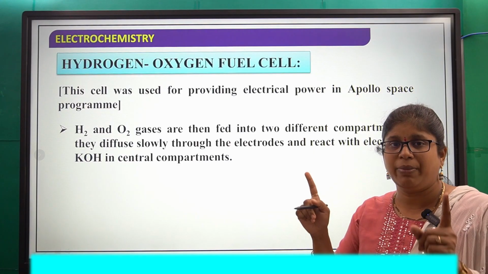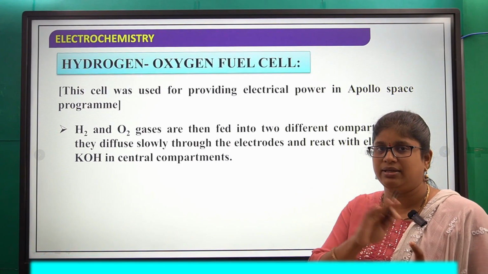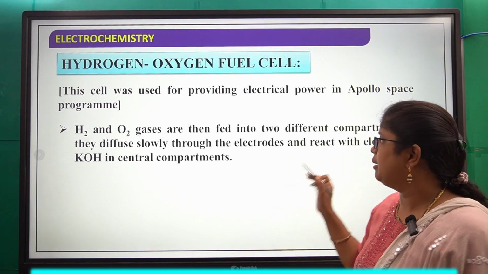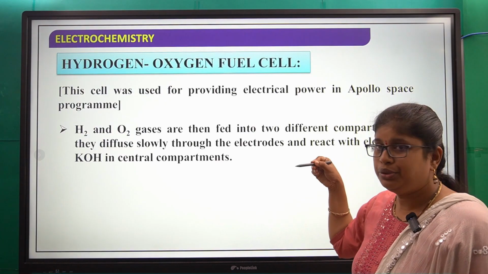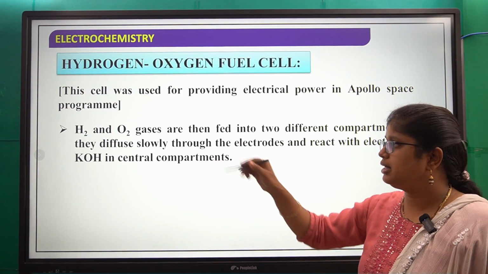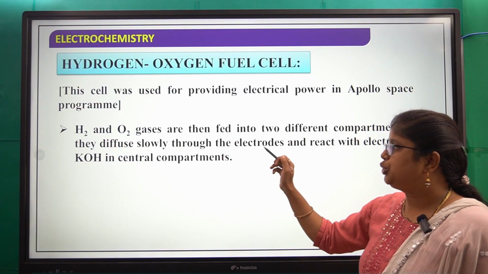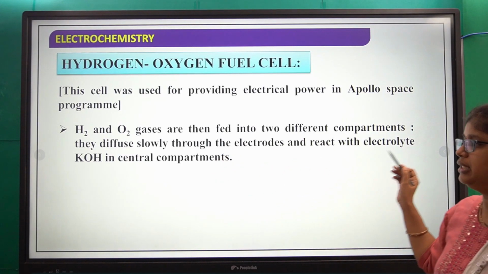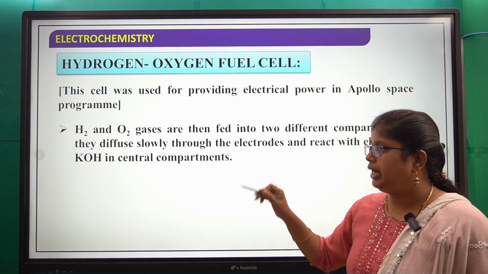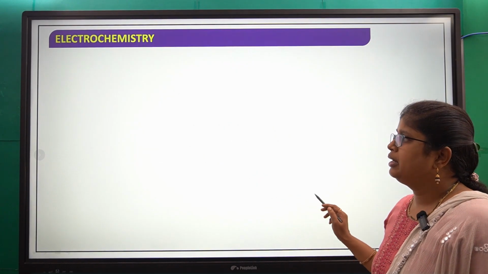So what are those compartments? The first and third compartments, the last, the terminal compartments. Into those compartments we are inserting hydrogen and oxygen gases. They diffuse slowly through the electrodes and react with the electrolyte KOH in the central compartment.